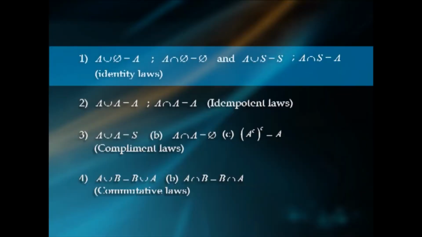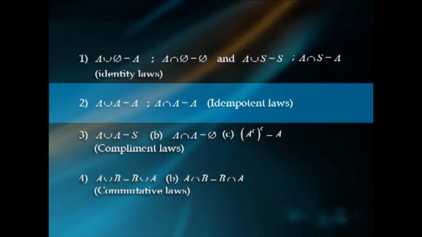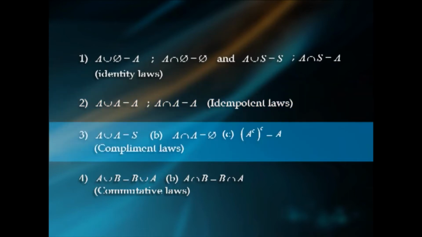1. A union null set is equal to A, A intersection null set equal to null set, and A union S equal to S, A intersection S equal to A, called identity laws. 2. A union A equal to A, and A intersection A also equal to A, called idempotent laws. 3. A union A complement is equal to S. A intersection A complement is equal to null set.